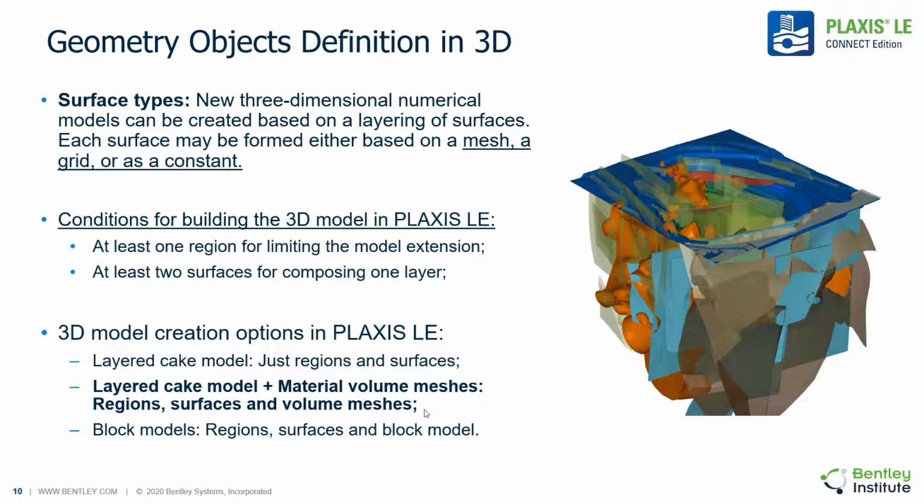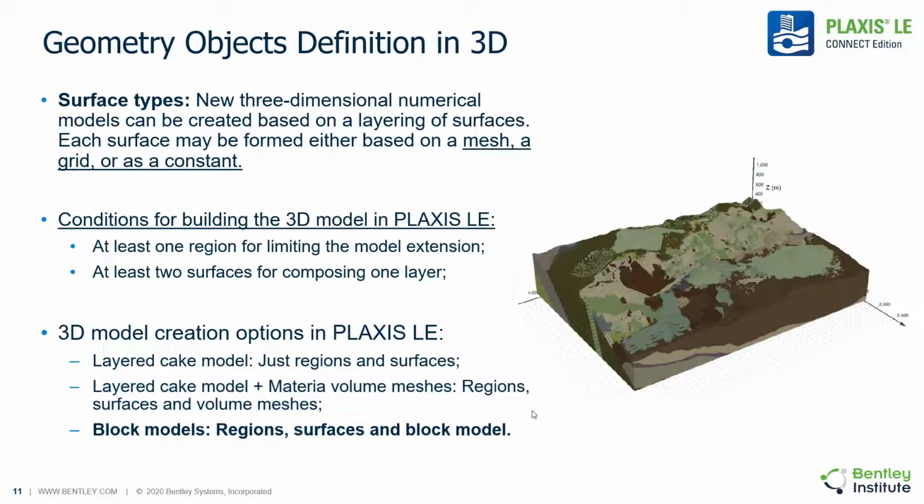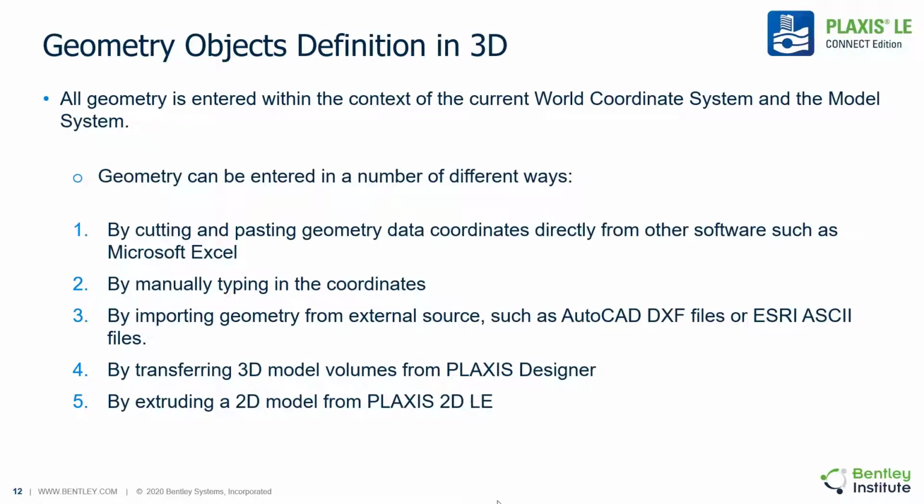The second option for model creation is the combination of a layer cake model and a material volume mesh. So in that sense, we need the regions, surfaces, and volume meshes in the model. The third option is the block model. So in this case, we can define the regions, a top surface for the model, and the block model as well. All geometries are entered within the context of the current world coordinate system and the model system.